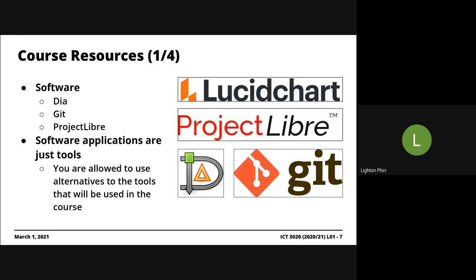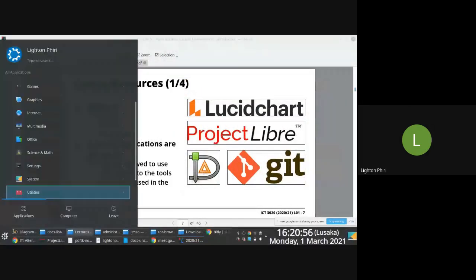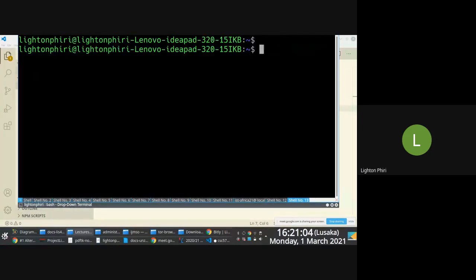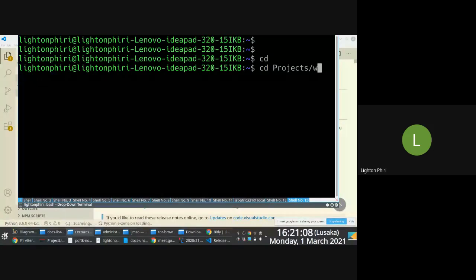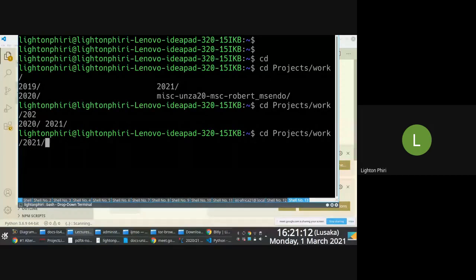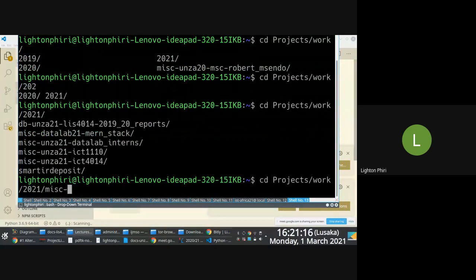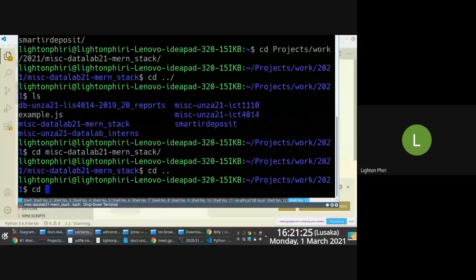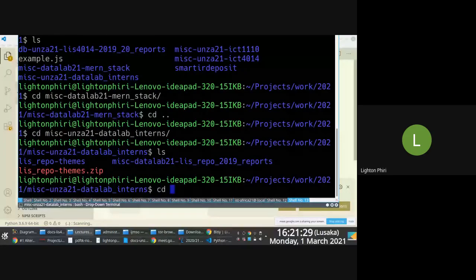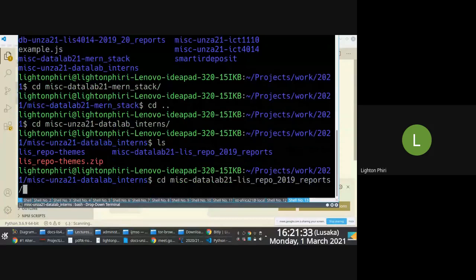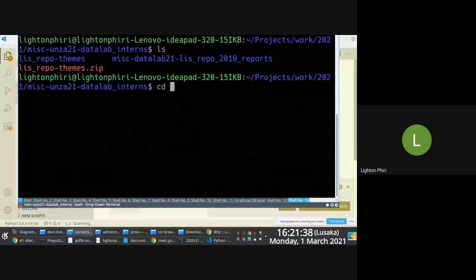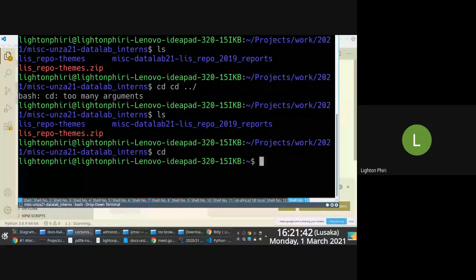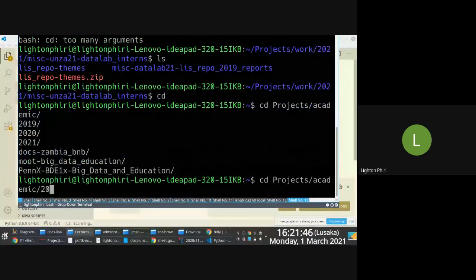If Mr. Mbewe introduced you to text editors or IDEs such as Visual Studio Code, for instance, you can integrate Git within Visual Studio Code. But even more interestingly, you can use Git in isolation, right? I don't know if this is working, but you can pretty much use Git in isolation. Looks like it's not here. That's okay though. You can use Git in isolation.